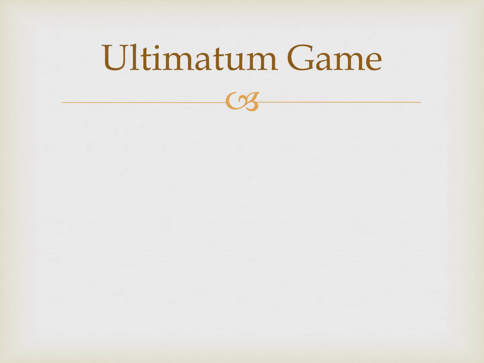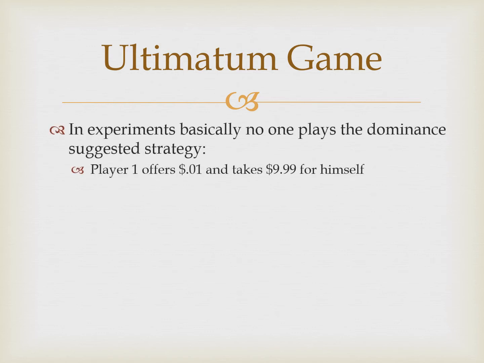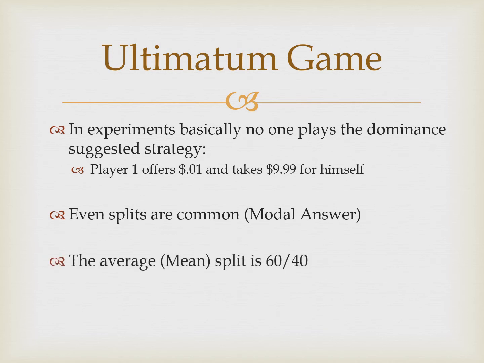Within the Ultimatum game, we can see some experimental results. Basically, no one plays the dominant suggested strategy, where player 1 offers a penny and takes $9.99 for himself. Even splits are quite common. In fact, this is the modal answer to the game. The average split is 60-40, with 60 going to player 1 and 40 being accepted by player 2.